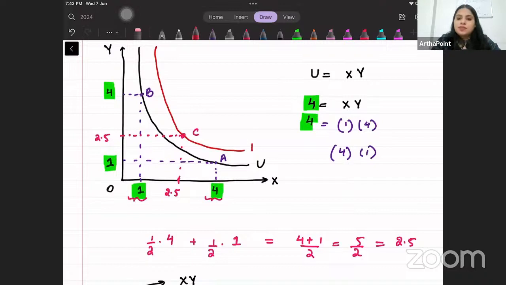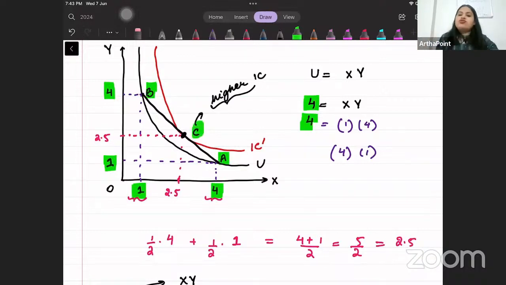IC dash. So I took two bundles, A and B. I took a weighted average of these bundles. Usually we draw a line and take any point on that line, that is called a weighted average. And that bundle lay on a higher indifference curve. So this weighted bundle is preferred over the extreme bundles. This is the first definition of convexity.